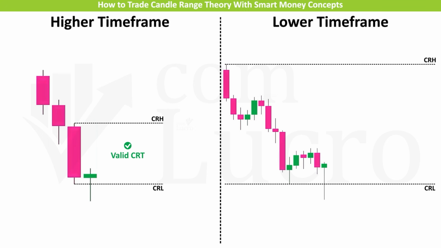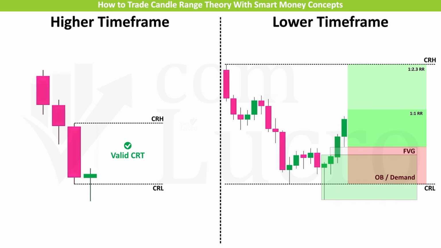On the lower time frame, more structural details become visible. In this strategy, we use the fair value gaps that appear right after the sweep as our entry zones. All we need to do is wait for a fair value gap to form following the sweep and then place a buy order within that zone. Our stop loss goes just below the gap.